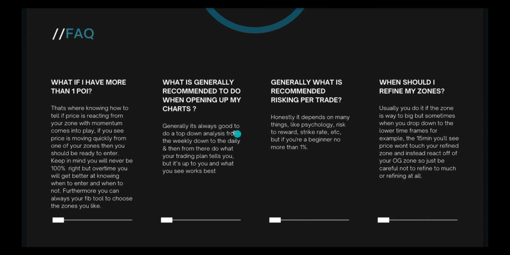And here is a quick FAQ that I have. So what if I have more than one POI? Just look up how to identify high probability order blocks on my channel. I also have my advanced candlestick theory video, when to move your stop loss to break even and how to proactively trail it. I have a bunch of good stuff, guys, that you can use to help you out with identifying POIs. That's where knowing how to tell if price is reacting from your zone with momentum comes into play.